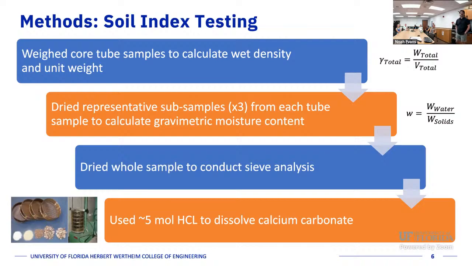We then dried the whole sample and conducted a sieve analysis. This gives us an idea of the grain size distribution of the sample. And then for this specific topic, because we wanted to know about the calcium carbonate content, we used a 5 molar HCl to dissolve this calcium carbonate and get an idea of what proportion of the solids it composed of these samples.